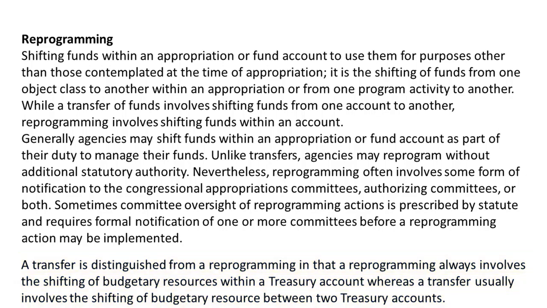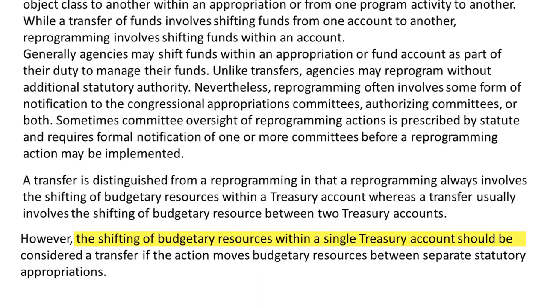What do we mean by usually? What's an exception? OMB goes on to say, the shifting of budgetary resources within a single Treasury account would be considered a transfer if the action moves budgetary resources between separate statutory appropriations. A good example of this might be changing the amounts in statutory earmarks, such as FDA.